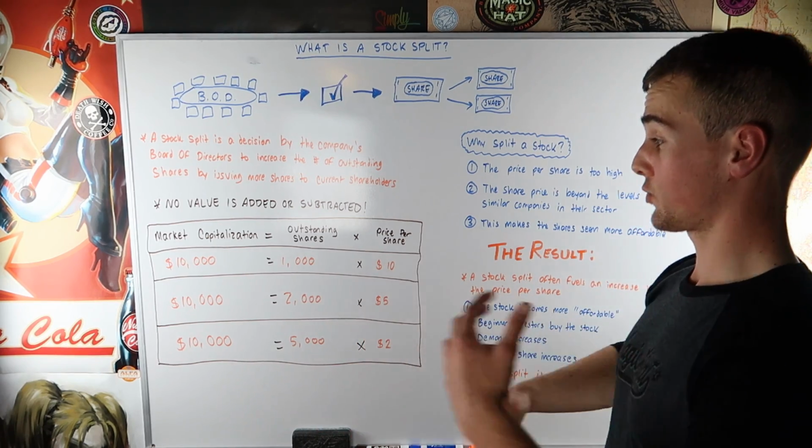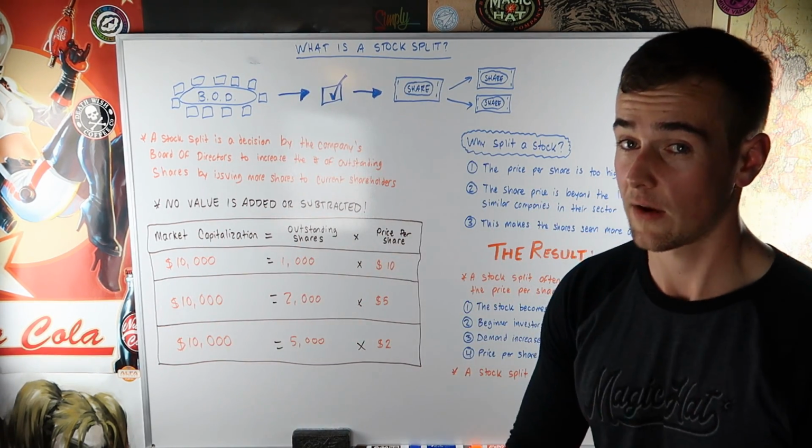Now let's say they took it to an extreme and they said, oh, the stock is way overvalued, and they did a 5-to-1 split.